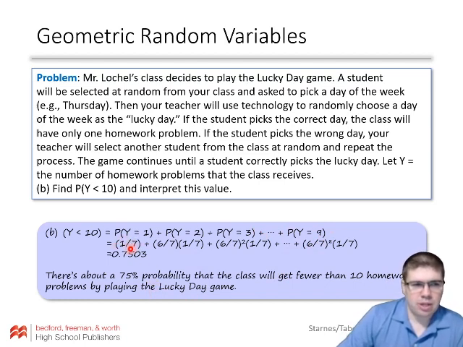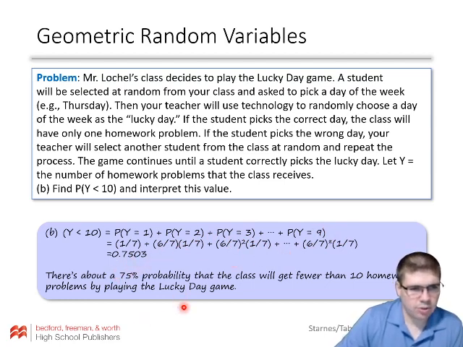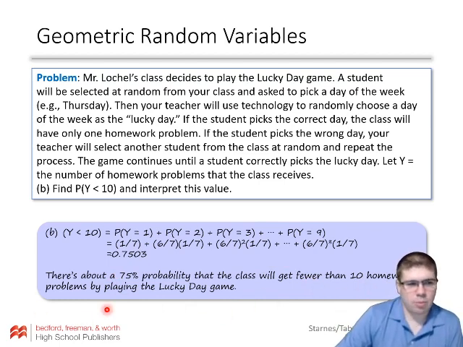The probability that you get it on your first try is just a success, 1/7. Then a failure and a success would be the second try. 2 failures and a success. The 9th try would be 8 failures and a success. If you add all those up, you get 0.7503. So there's about a 75% chance that you'll get fewer than 10 homework problems by playing the lucky day game.